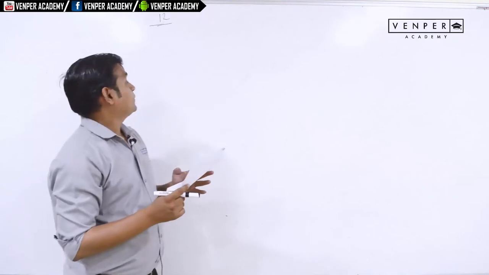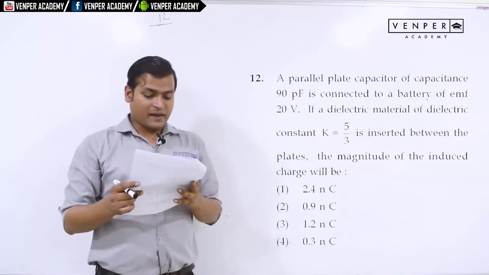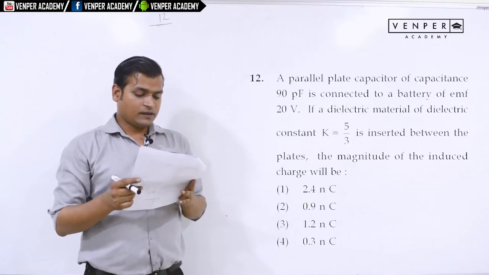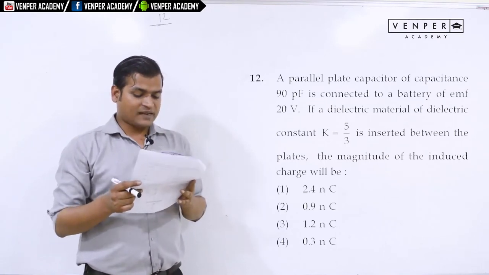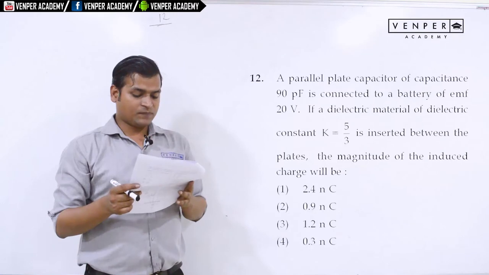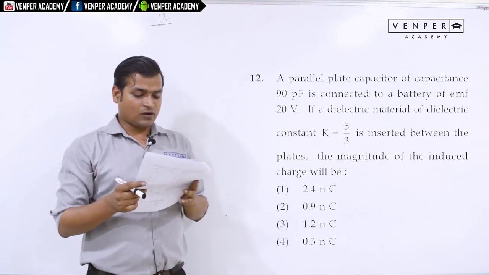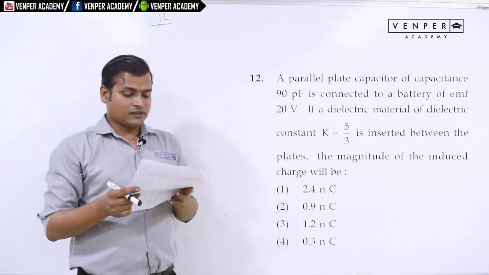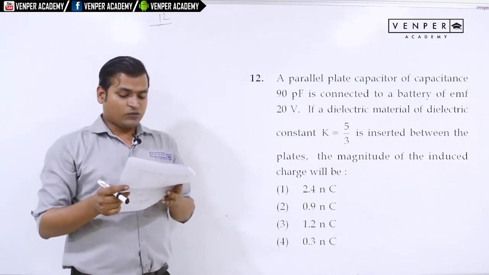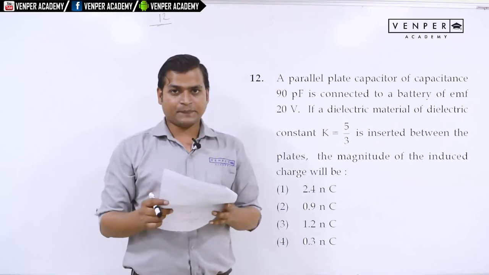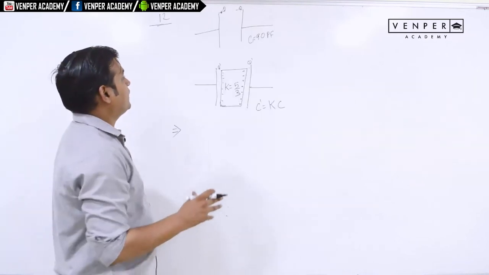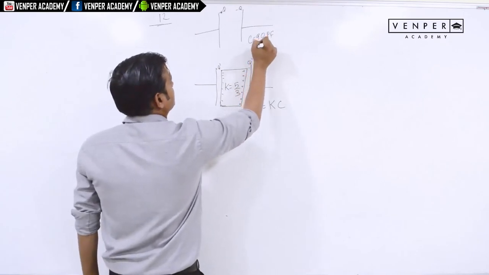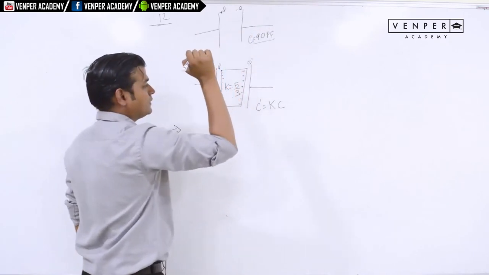Okay, next is question number 12. A parallel plate capacitor of capacitance 90 picofarad is connected to a battery of EMF 20 volt. If a dielectric material of dielectric constant K equal to 5/3 is inserted between the plates, the magnitude of the induced charge will be. Say in this question, initially there is one capacitor and it has capacitance of 90 picofarad, clear?